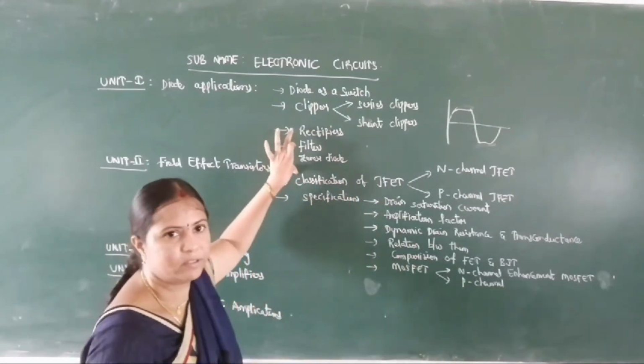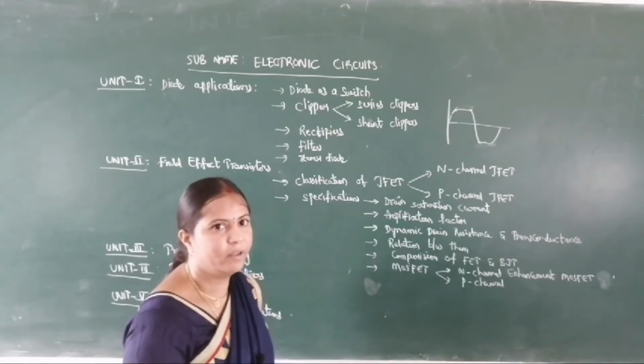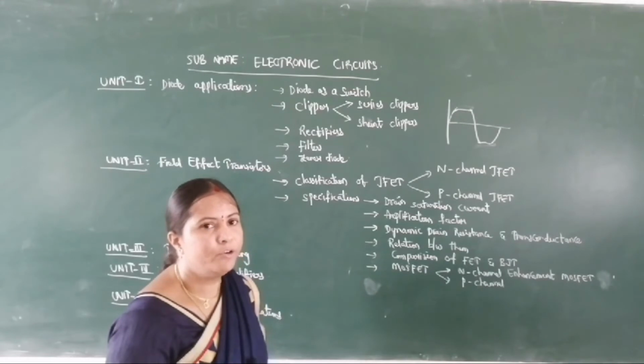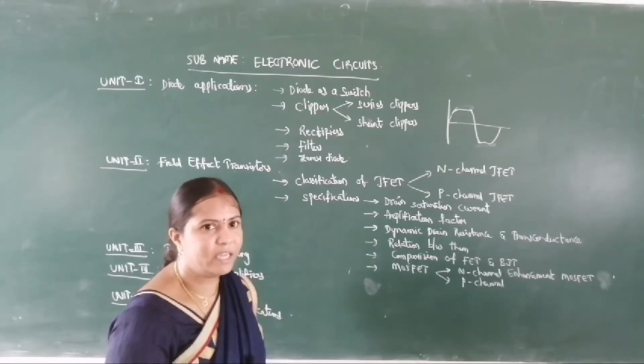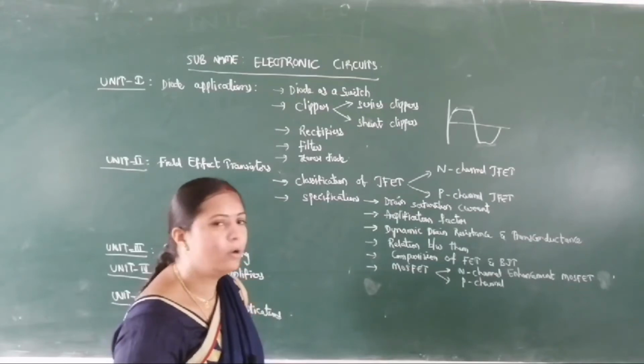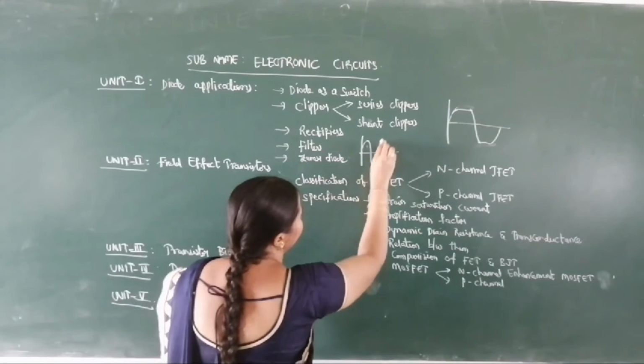And next, rectifiers. So what is the meaning of rectifiers? What is the definition of rectifier? Rectifier is nothing but an electronic device used to convert AC signal into pulsating DC. AC signals into pulsating DC. Suppose for example, this is the AC waveform.